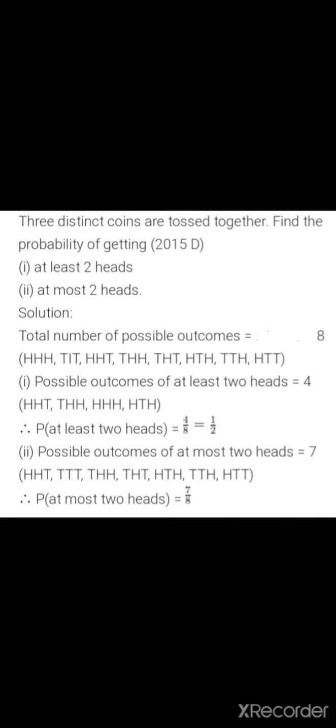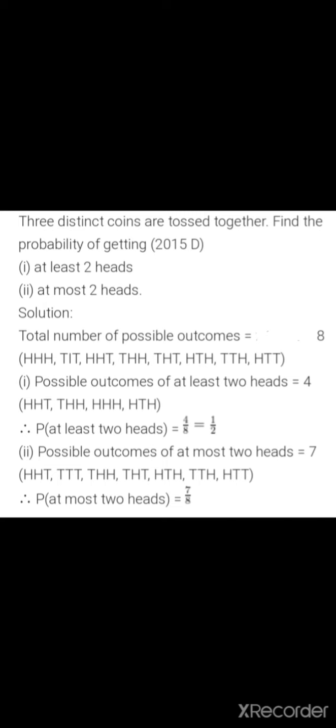Then the second question, at most two heads. What is meant by at most? At most means a maximum of two heads. Maximum means two or less. Maximum 2 we want to get. That means 2 or less. 2 or less means 2 heads or 1 head or 0 head. These are the 3 possibilities.